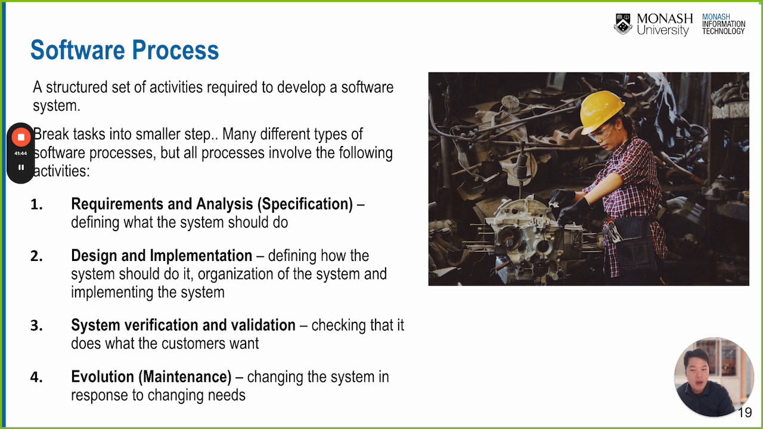We elicit the requirements, defining what the system should do. Then once we know the requirements, we analyze them, then we design and implement, right? Define how the system should do it, implement the system, and then the third step is that we need to check whether this is something that the customer really wants or not. We need to do some verification and validation. There are different techniques for software and system verification and validation. We'll talk about that later as well.